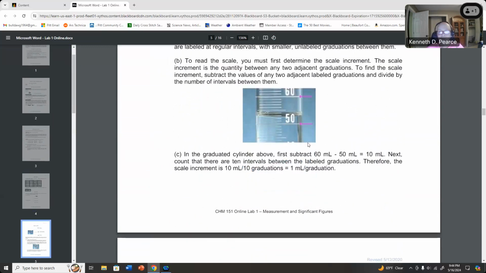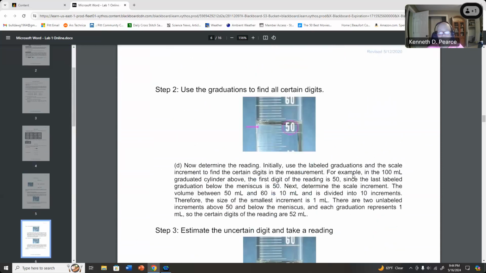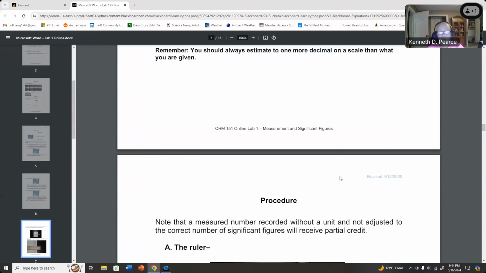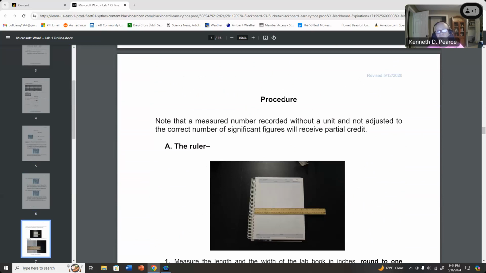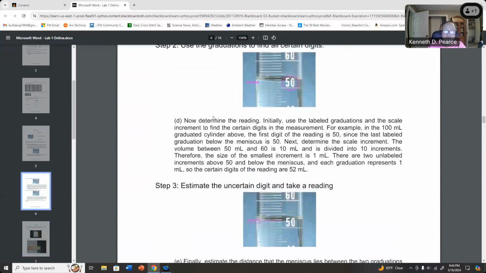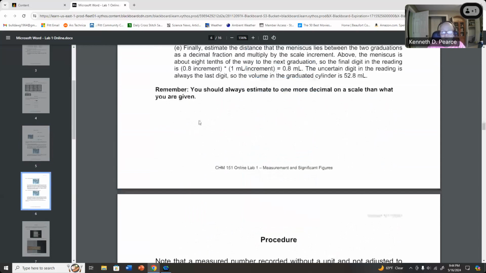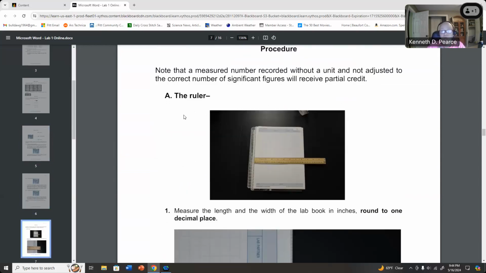Okay, how to read a graduated cylinder. And we get all the way down. We keep going, we keep going, and finally we get to the procedure. Now, with the procedure, it's important to follow the directions. And then using the information above, it will help you do the lab.